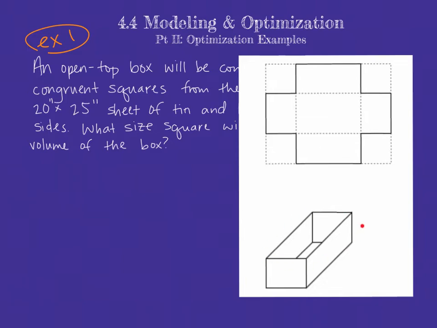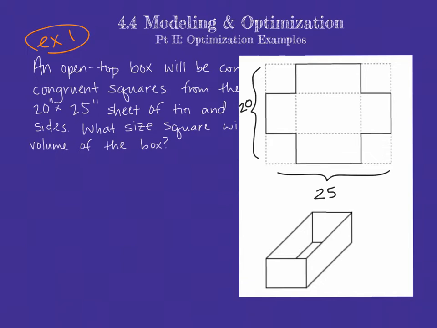this open top box. So we've gone from this two-dimensional piece of tin that's a rectangle into a rectangular prism with no top. So we want to figure out what size square we need in order to maximize the volume. So let's first get labeling this first picture here. We know that this entire side, the longer side, is the 25-inch side, and the shorter side is 20 inches.